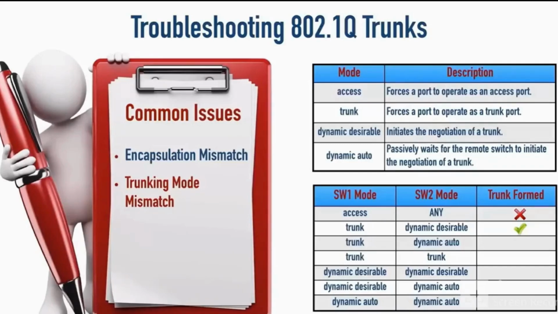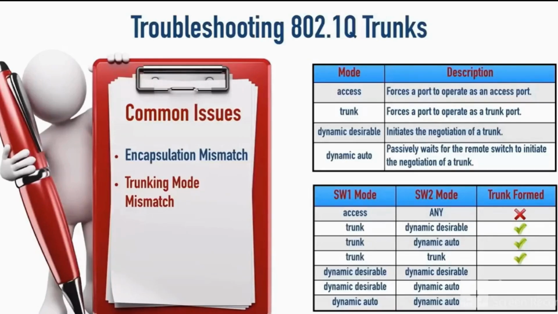It will tell the dynamic desirable port on the other end that, yes, it's willing to become a trunk. In fact, it is a trunk. If one side is set to trunk and the other side is set to dynamic auto, that will bring up a trunk because, again, the trunk port will send out DTP frames and the dynamic auto side will respond to that. If both sides are set to a trunk, then obviously we have a trunk.